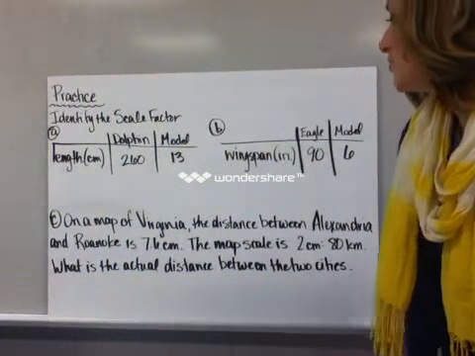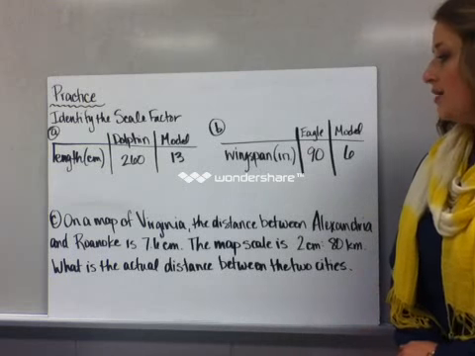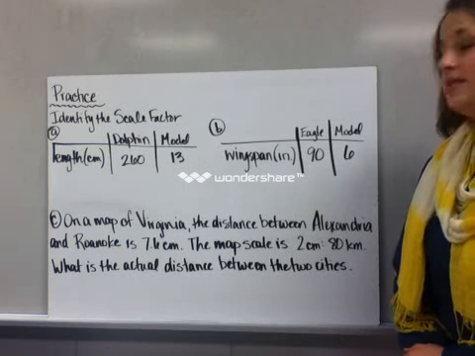Here are some opportunities for you to practice. For A and B, you are identifying the scale factor, and then for C, you're finding the actual distance on a map.